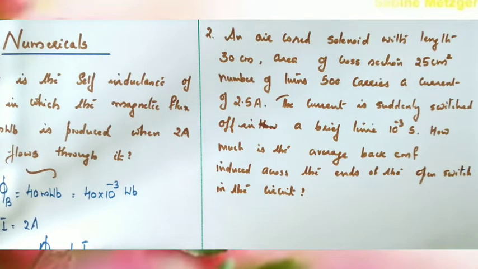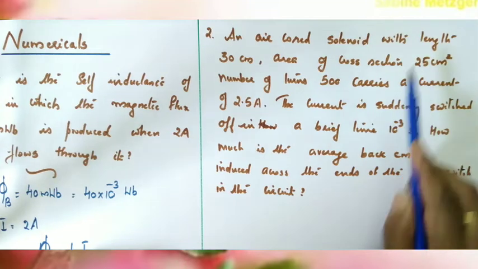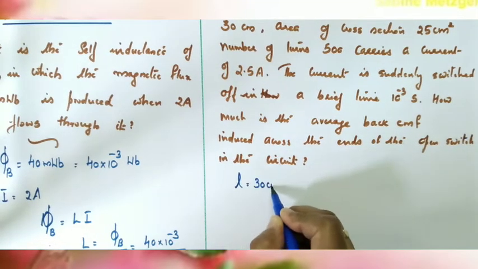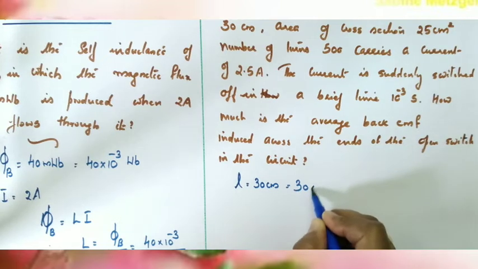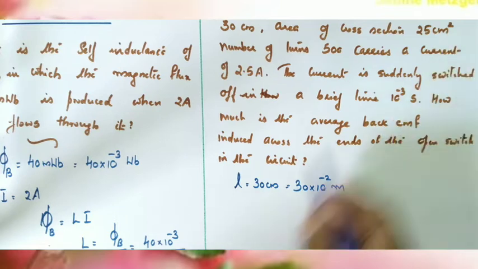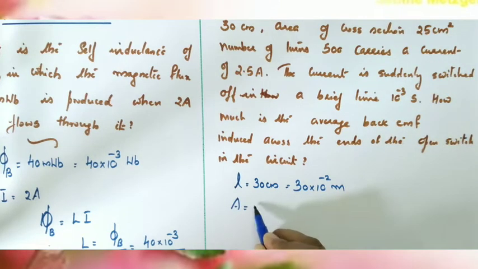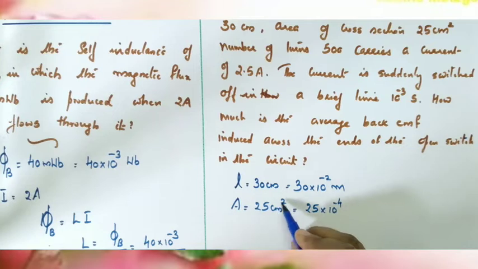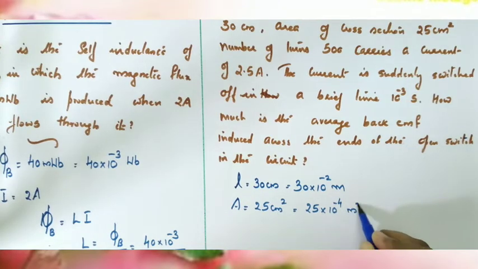Okay. Now, the air-cored solenoid with length, what are the values given here? Length is equal to 30 centimeter. You can convert to meter: 30 into 10 raised to minus 2 meter. Area of cross section is 25 centimeter square. Area of cross section capital A equals 25 centimeter square. You can convert to meter: 25 into 10 raised to minus 4. Isn't it? 10 raised to minus 2 the whole square, 10 raised to minus 4 meter square.